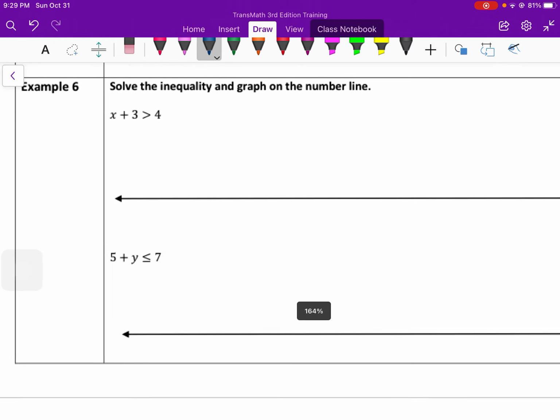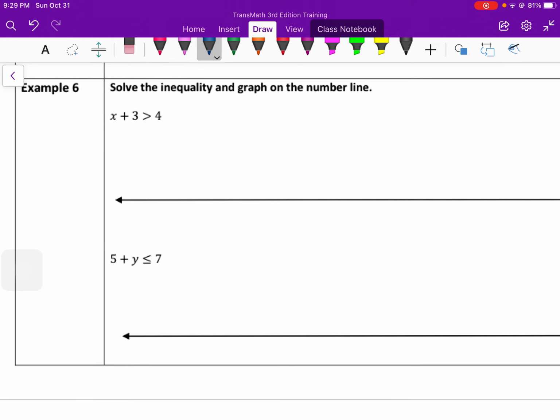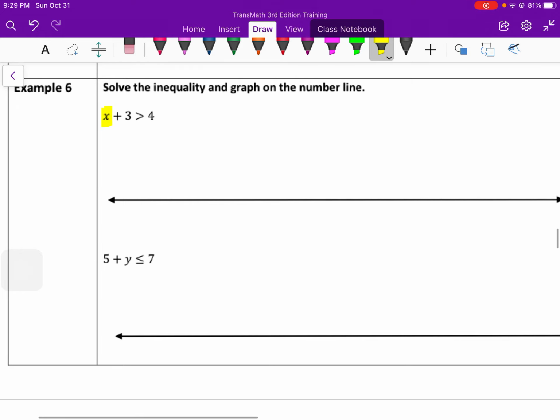Just like we did with solving equations, we're using our inverse operations. So to solve the inequality, we want to isolate the variable. We want to get the x variable by itself. So we're going to use our inverse operations. We have a plus 3 here. The inverse of adding 3 is to subtract 3. But we have two sides to this inequality. We have x plus 3, and then we have greater than 4. So we have the left side that says x plus 3, and we have the right side that has 4. So if I subtract 3 from the left, to keep the inequality the same, I would have to subtract 3 from the right side as well.